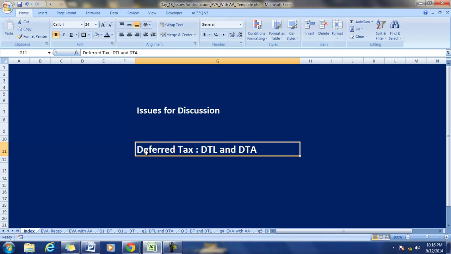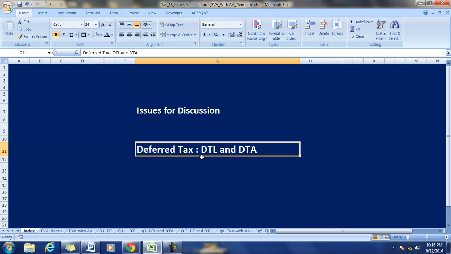Deferred tax is a tax on the timing difference, and the timing difference arises because of the accounting assumptions being followed while computing accounting profit and tax profit. We know that accounting profit is determined using generally accepted accounting principles, whereas the tax profit is determined by using the income tax provisions.